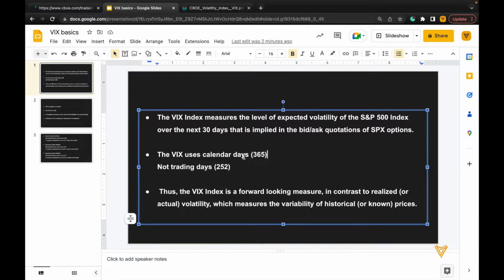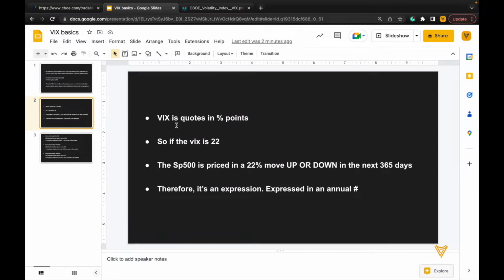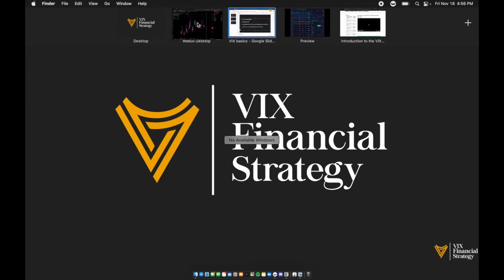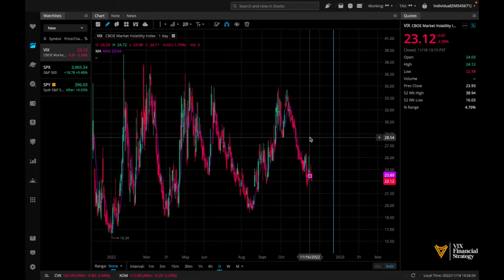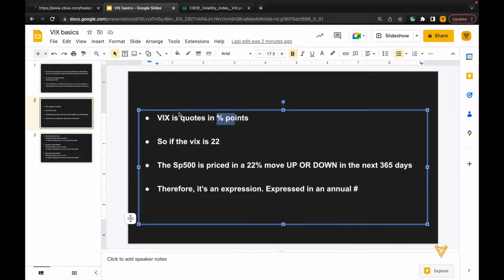The VIX is using calendar days, 365. Don't mistake it for a calculation based on the number of trading days in a year; it's actually based off the whole year. You can look at the VIX as a forward-looking measure. It is pricing in what the market expects for the S&P 500. Now, with that said, the VIX is a percentage point. So the VIX trading at 23, think of that as a 23% move in the S&P 500.